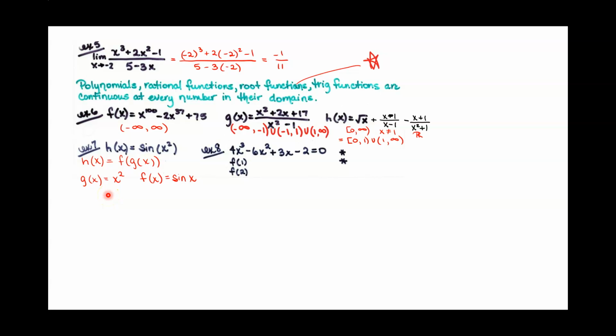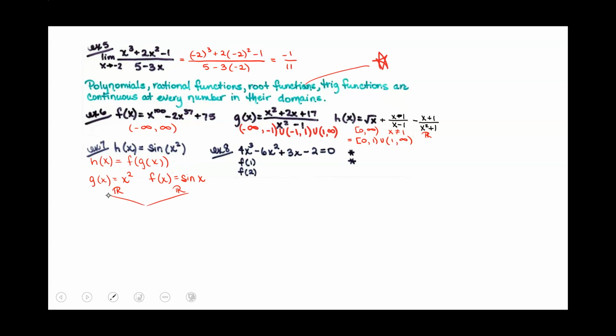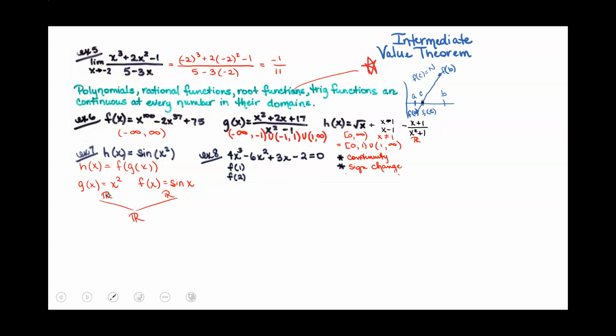All right, when you're looking for continuity for the composition, you need to look at the two pieces that are making up that composition and see where they're continuous. So for g of x, it's a polynomial, so it's going to be continuous everywhere. And for the sine of x, trig functions are continuous in their domain, and the domain of sine x is all real numbers. So all real numbers overlapped with all real numbers is going to give us all real numbers.